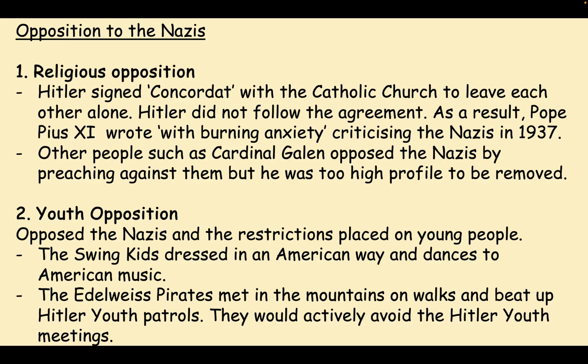In terms of young people opposing the Nazis, they opposed the Nazis because they were restricting their freedoms, their ability to attend certain youth groups. If they were religious, they might want to attend a religious youth group. Well, they're no longer allowed to do that. So two key groups that oppose the Nazis are the Swing Kids and the Edelweiss Pirates. Now, the Swing Kids were very interested in American jazz music, and they would dress up and meet in secret, and they would dance and listen to American music. And they would oppose the Nazis because the Nazis did not want any American influence on young people at all.